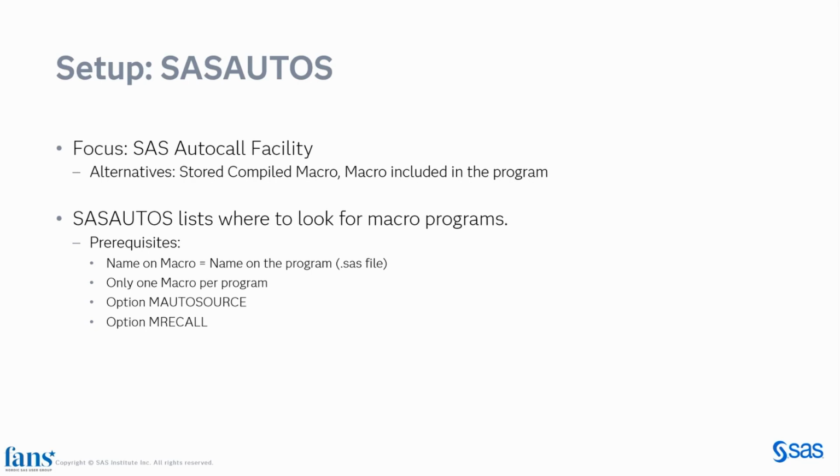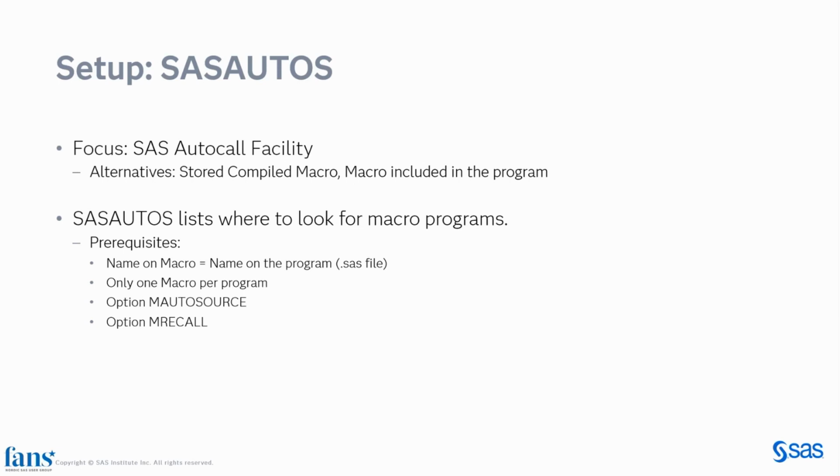We make a file per macro, a .sas file. The name of the program should be the name of the macro. One macro per program. MAUTOSOURCE could be an idea to set, because that enables it to look not only in the work library, but in other libraries also.